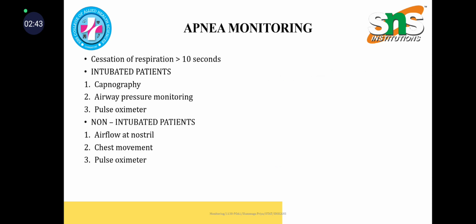Then we have apnea monitoring. Cessation of respiration extending greater than 10 seconds is called apnea. In intubated patients, apnea can be monitored by using capnography, airway pressure monitoring, and pulse oximeter. In non-intubated patients, airflow at the nostril, chest movement, and pulse oximeter are the best methods to identify apnea.